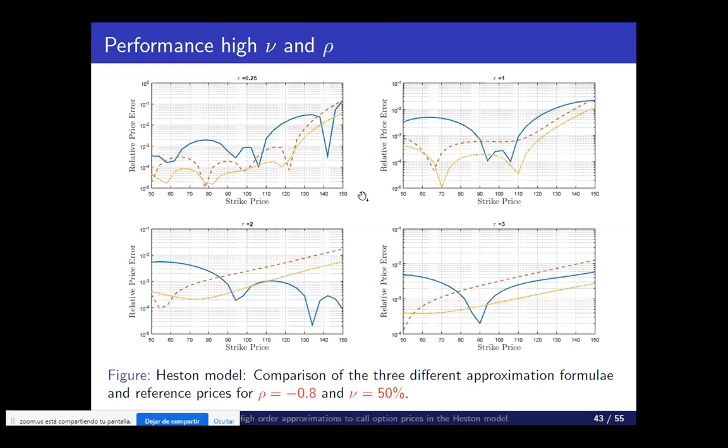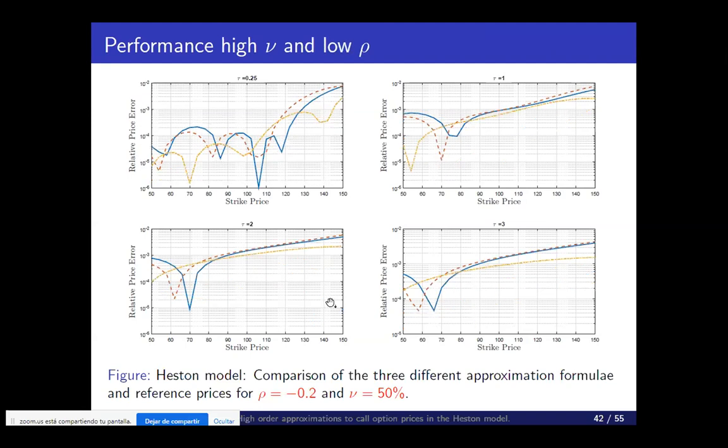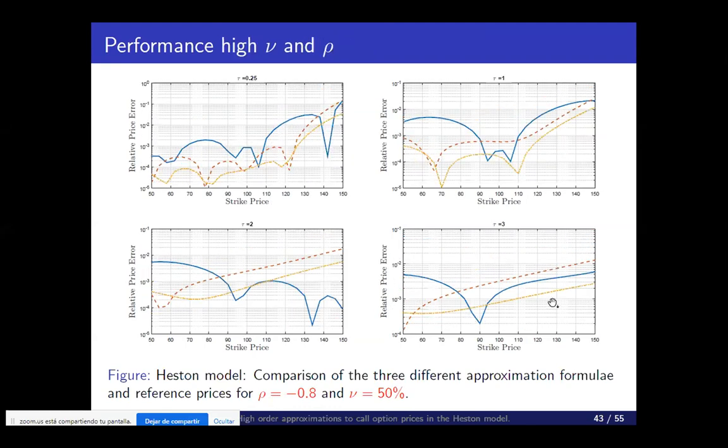Let's see what happens when we combine both of them. We can see that the approximation improves a little bit compared to the other one, because performance was better when the correlation was high, okay? So when the correlation was high, the formulas improve a little bit, but there is not a huge difference between each other. This is what we are going to impose in the rho zero case, because we need to expand even more terms to see if we can improve the high vols approximation, okay?